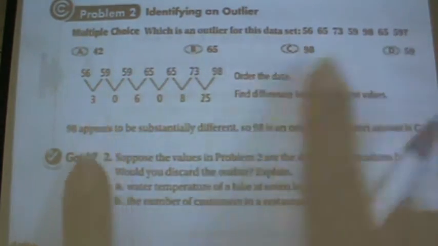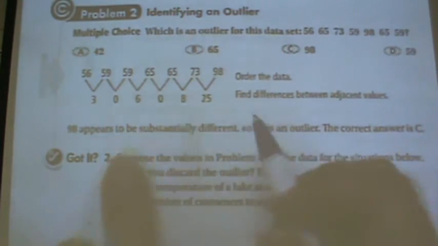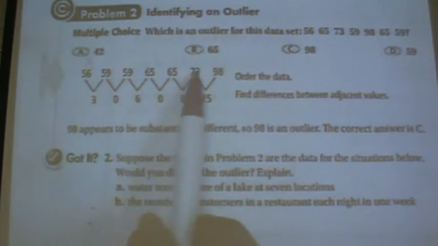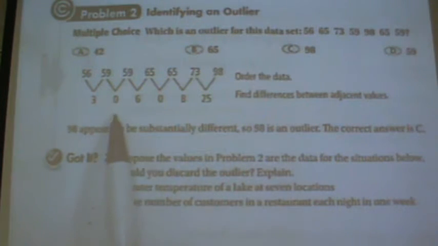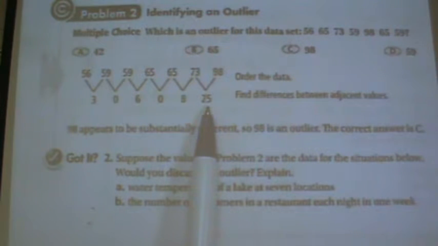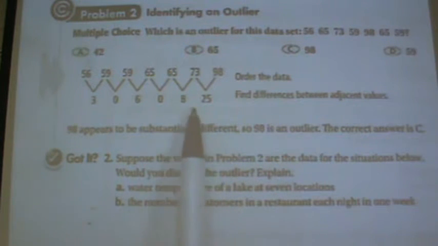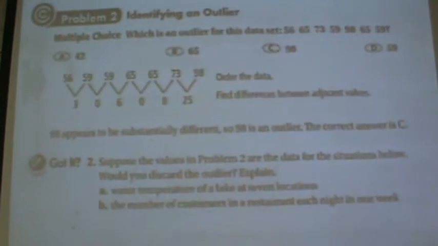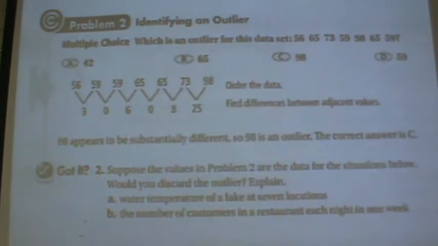For example, here's data, and it's organized. How they figured out that 98 is an outlier is they looked at the differences of these, and they were all within, I don't know, 0 to 10. And then all of a sudden this one jumps to 25. So they call this one an outlier. So an outlier is a number that substantially differs from the highest or the lowest of your data set. Okay, go down here to range.